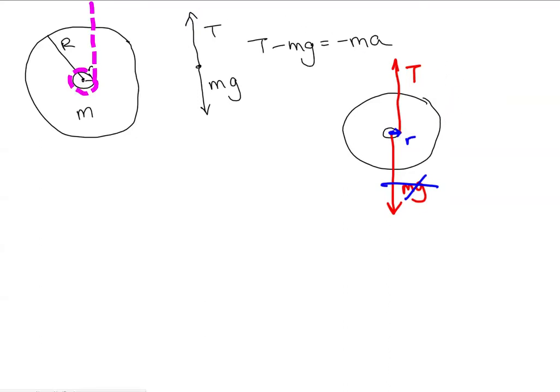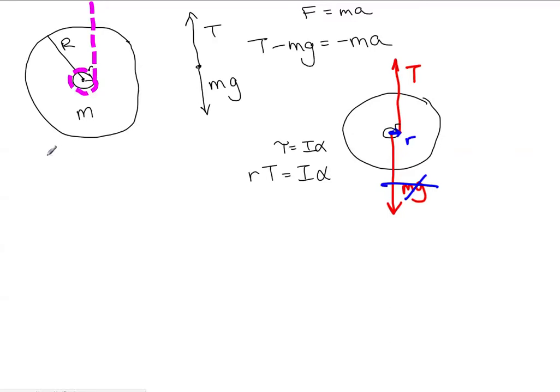So I can write my torque equation, which is always going to be of the form torque equals I alpha, the same way this is of the form F equals ma, right? So my torque is going to be rT times the sine of the angle, but the angle there is 90 degrees, so I don't have to worry about that. So rT is equal to I alpha. So now I have to think about what I is.